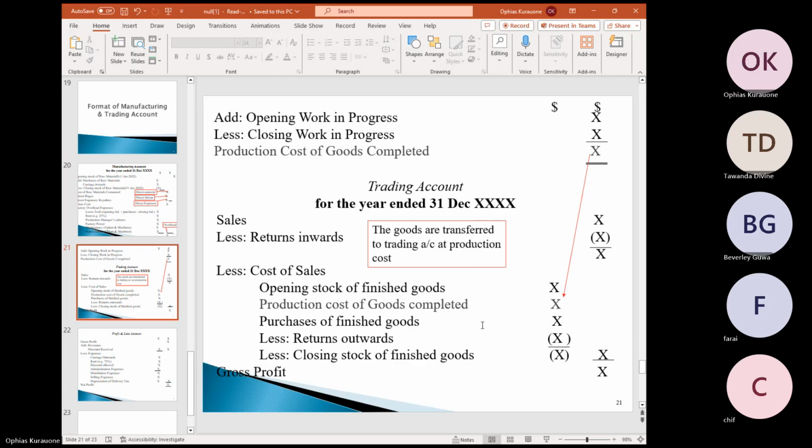Then we've got the gross profit. So we pick this figure from the manufacturing account, and that's the figure we have here. Then opening stock of finished goods, as we do in the normal trading and profit and loss account. Then less closing stock of finished goods. Then return outwards, and return inwards. When customers return goods, those are sales returns. These are purchase returns.